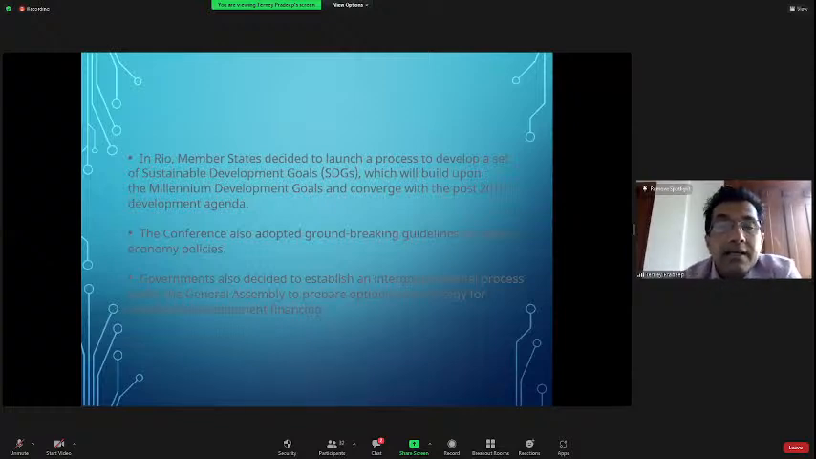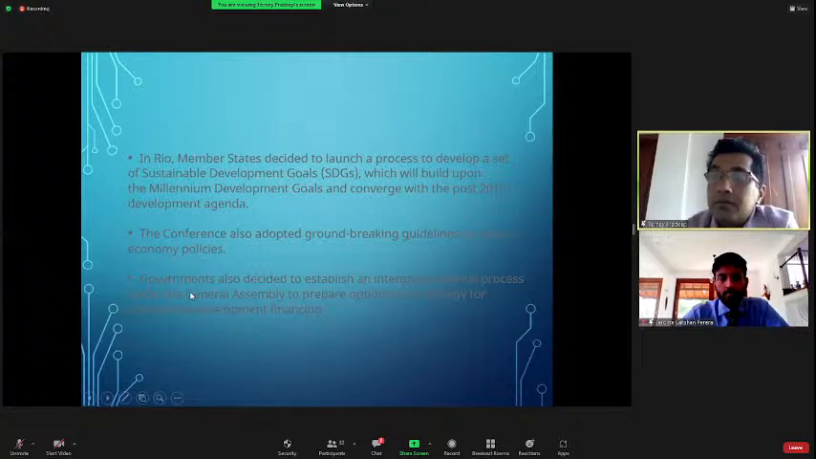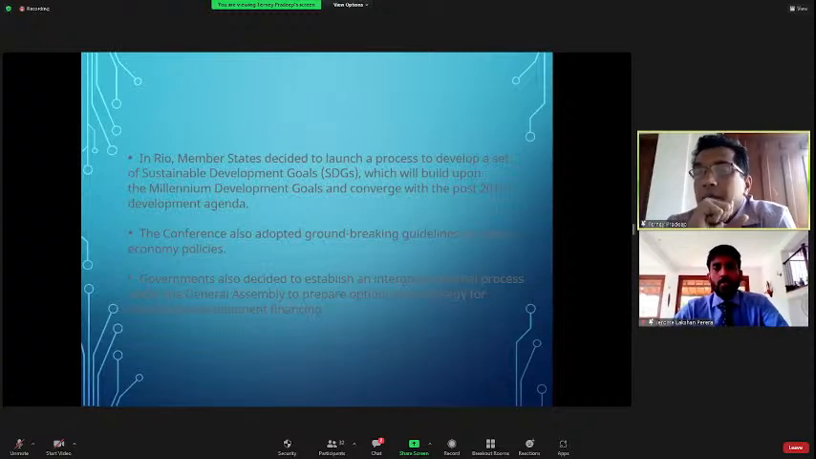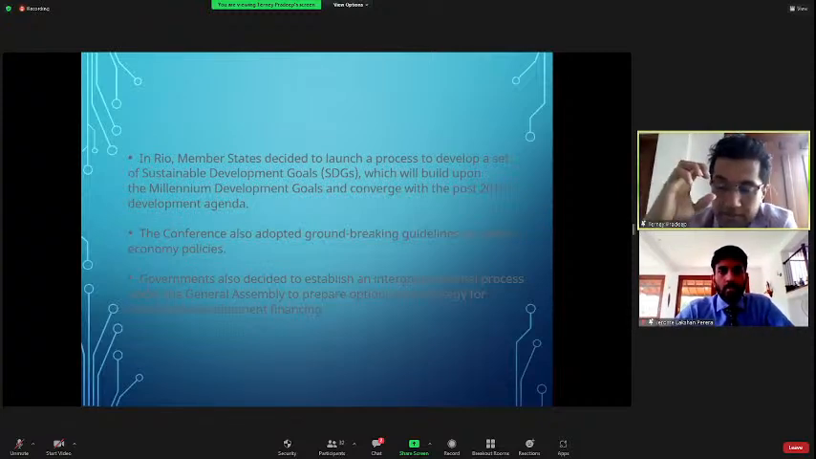And again, they adopted groundbreaking guidelines on green economy policies. Green economy, right? And again, the governments, the participants, also decided to establish an intergovernmental process under the General Assembly to especially finance sustainable development. So this is how the sustainable development picture came into the global arena, right?